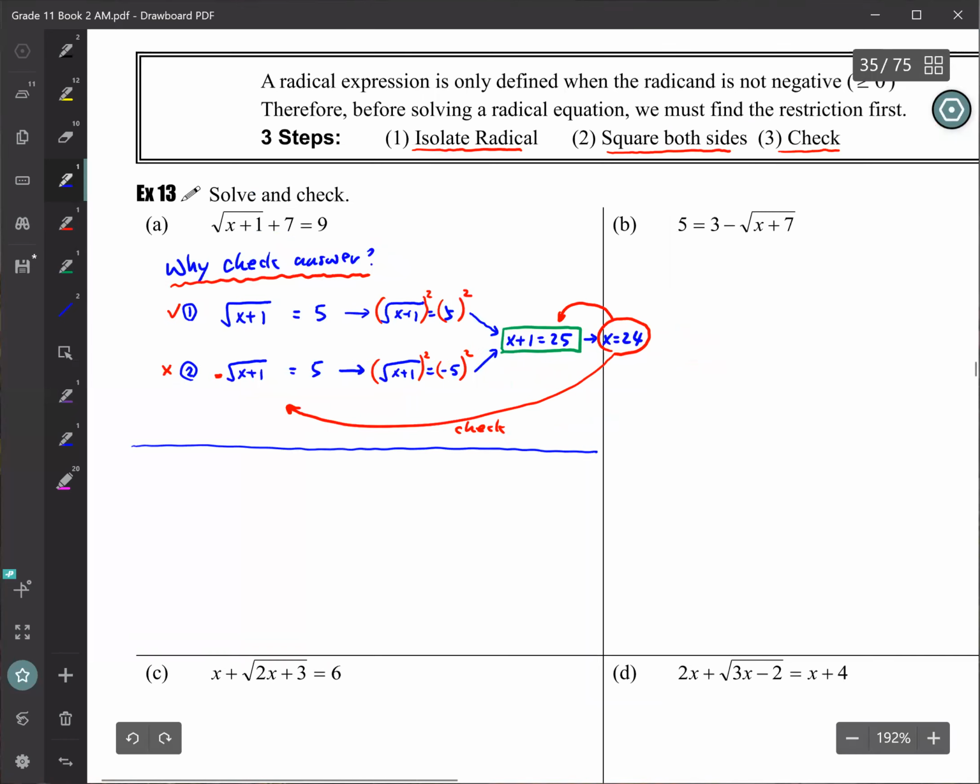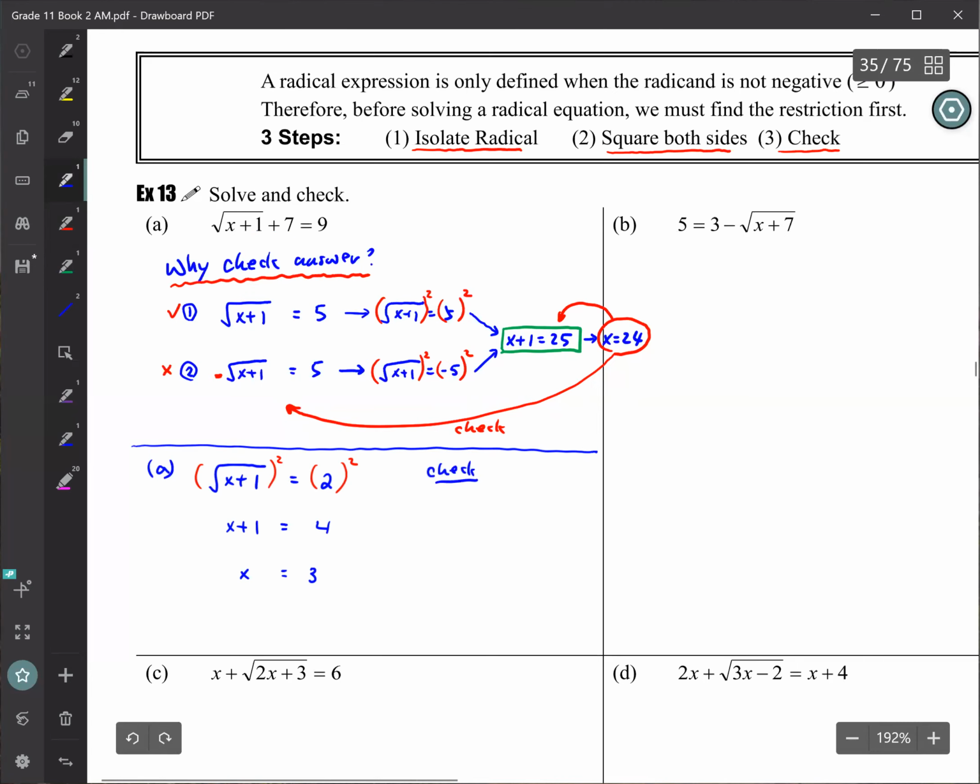So let's try question A now, right? So we isolate the radical. We move the 7 to the other side. So that makes a 2 on the right. And then we square both sides. Square and square root cancel out. You get x plus 1 equal 4. X equal to 3. Okay, we need to check.